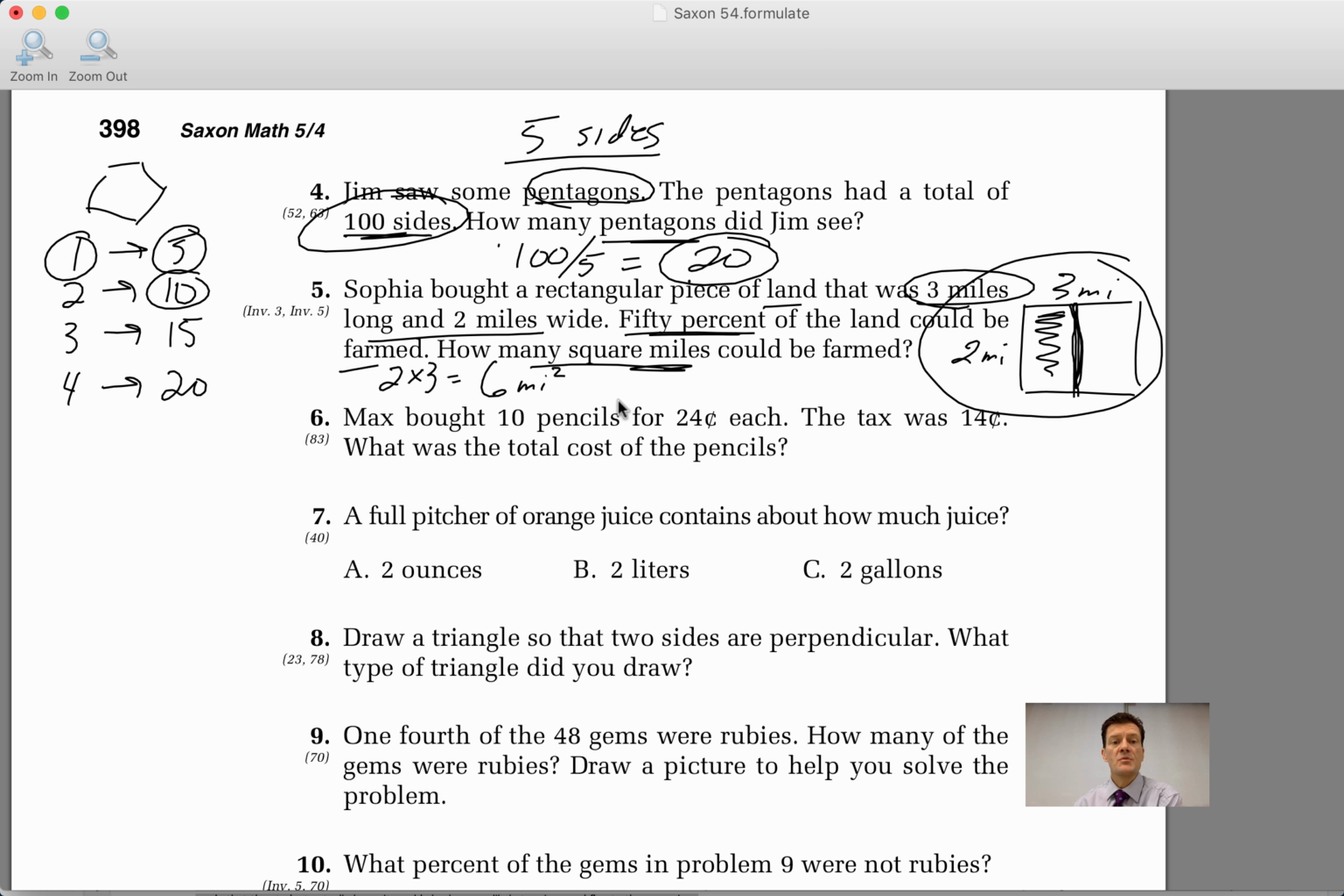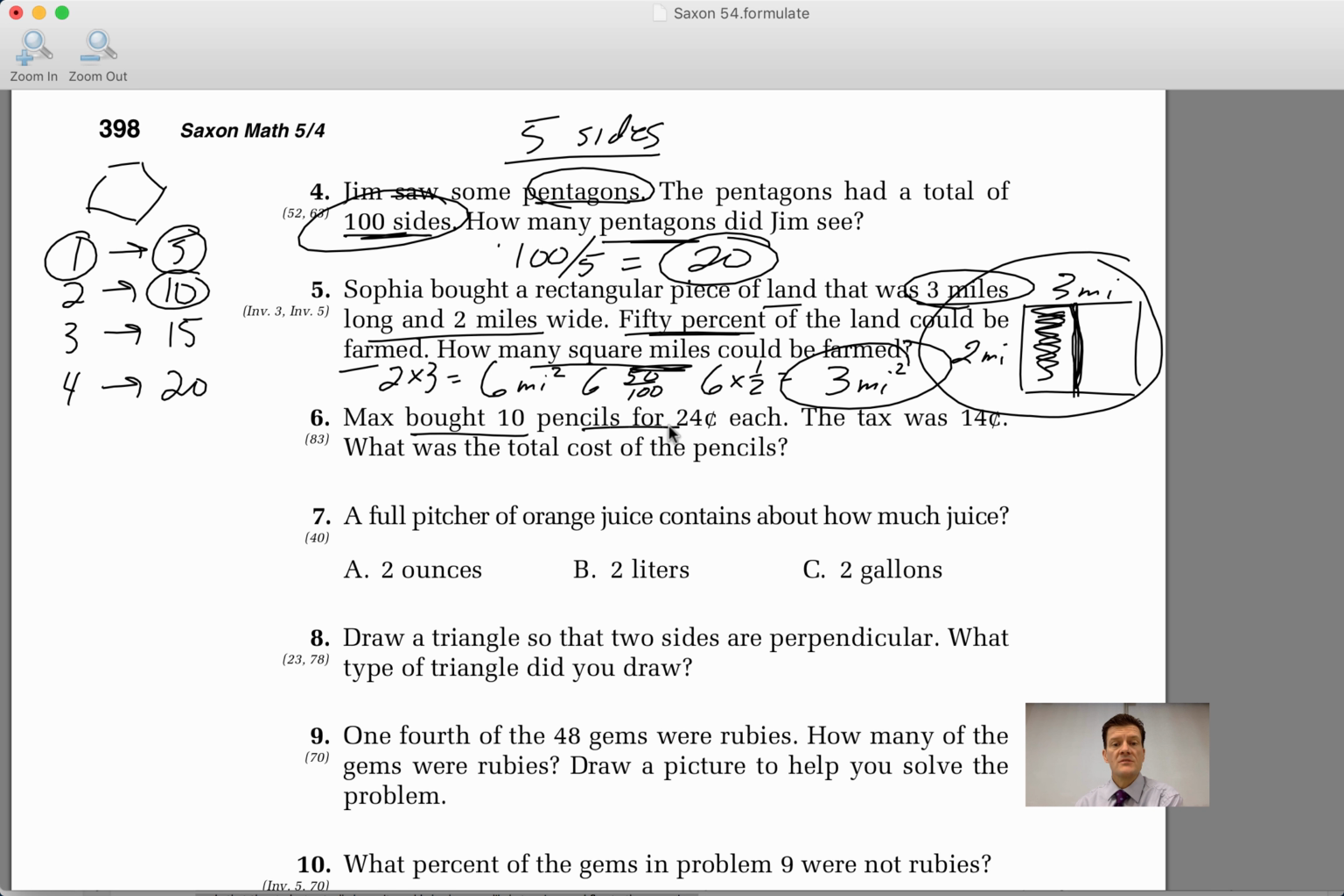But you only want 50% of that, or half of it. So you take your 6 square miles times a half, and you would get 3, and that's still square miles. Or you could take 6 times 50%. 50%, remember, is 50 over 100, which is a half, or 0.50. Either way, you're going to get 3 square miles.